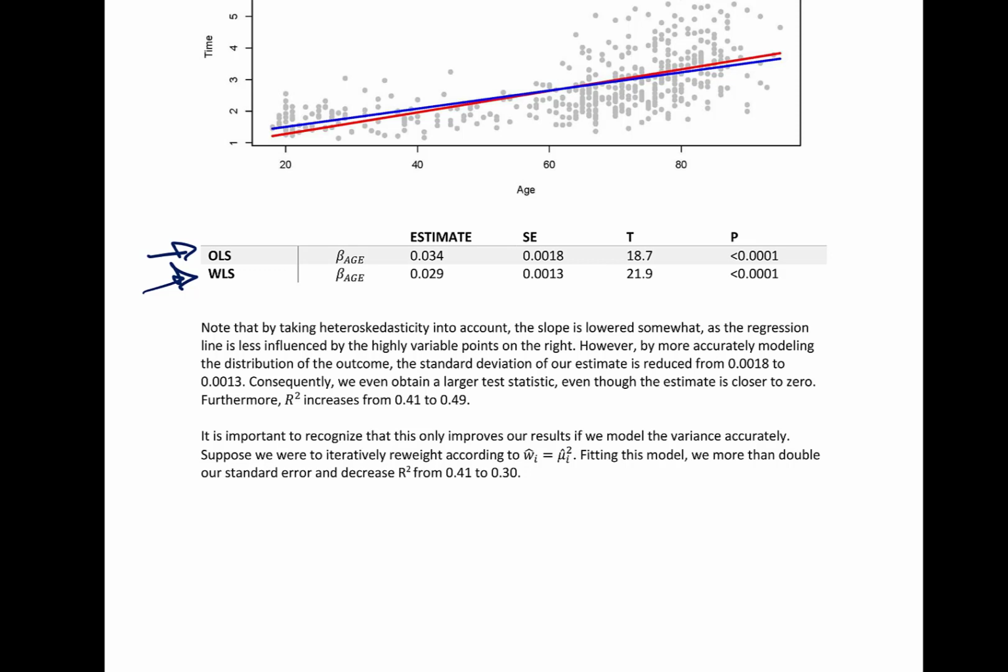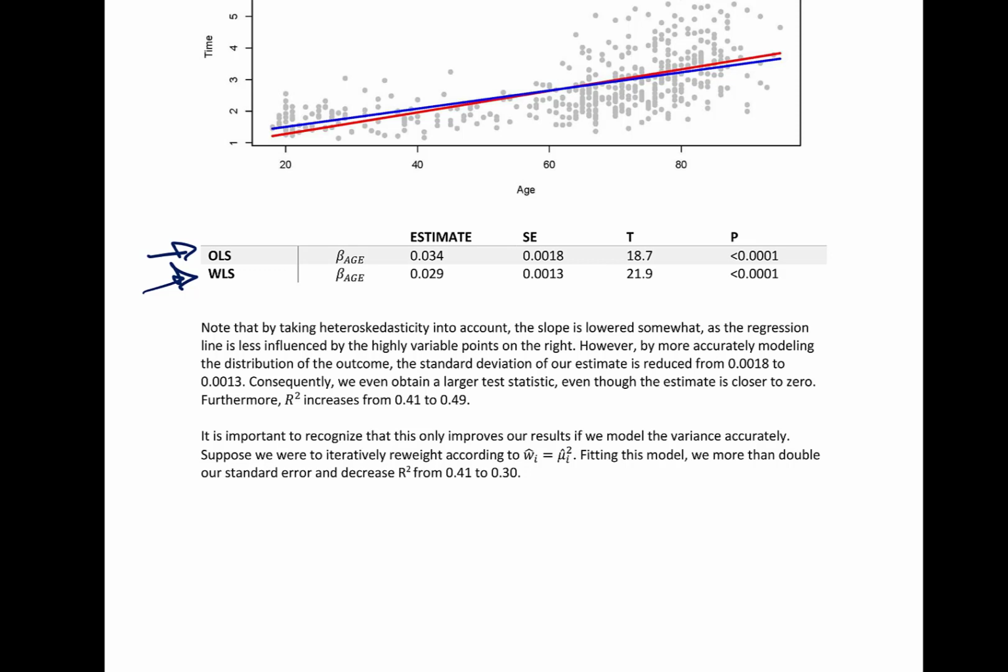However, by more accurately modeling the distribution of the outcome, the standard deviation of our estimate is reduced from 0.0018 to 0.0013. Now that's not a huge decrease, but it is nonetheless a decrease. And so consequently we obtain a larger test statistic, even though that estimate is close to 0, and our R-square has a slight increase. So in this particular example, we don't see a huge change going from OLS to WLS, but we are still doing a better job.